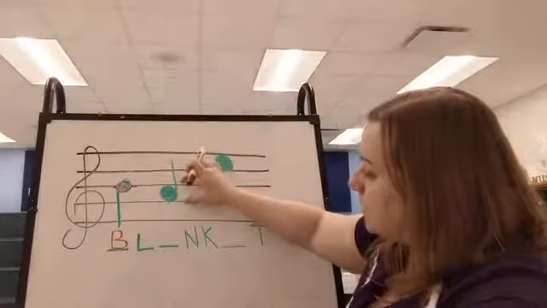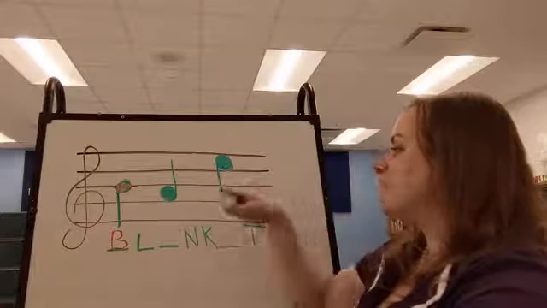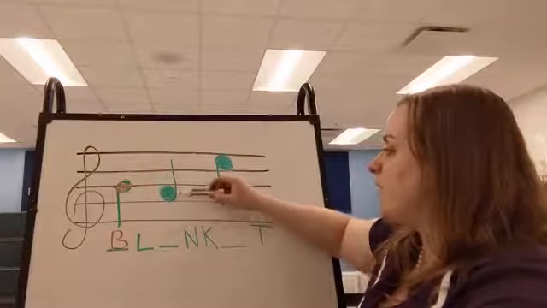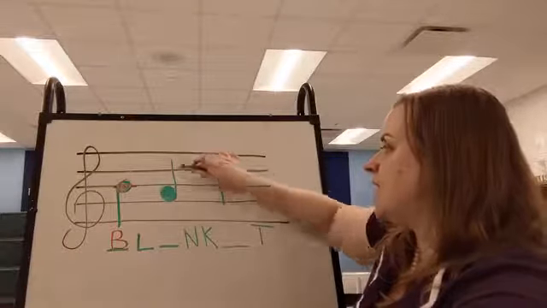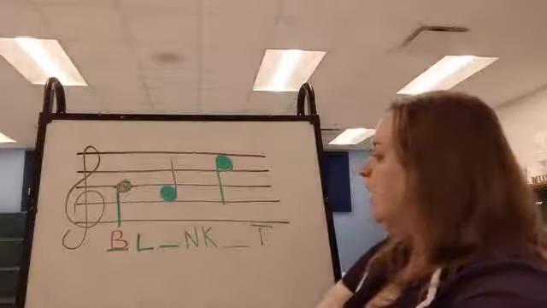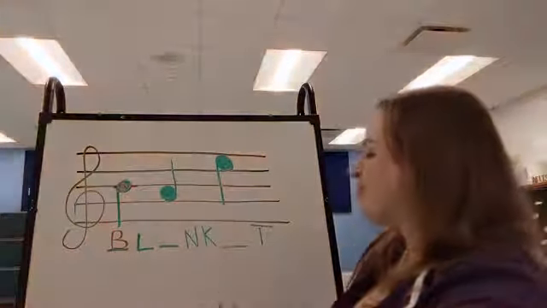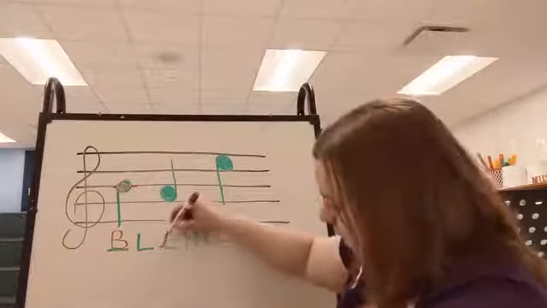That one's in a space. I know it's in a space because it's getting smushed between the two lines. If it's in a space, you use your face. So you start at the bottom, you spell the word face. F-A-C-E. What letter did I say when I hit the head of that note? That's the circle part. A.